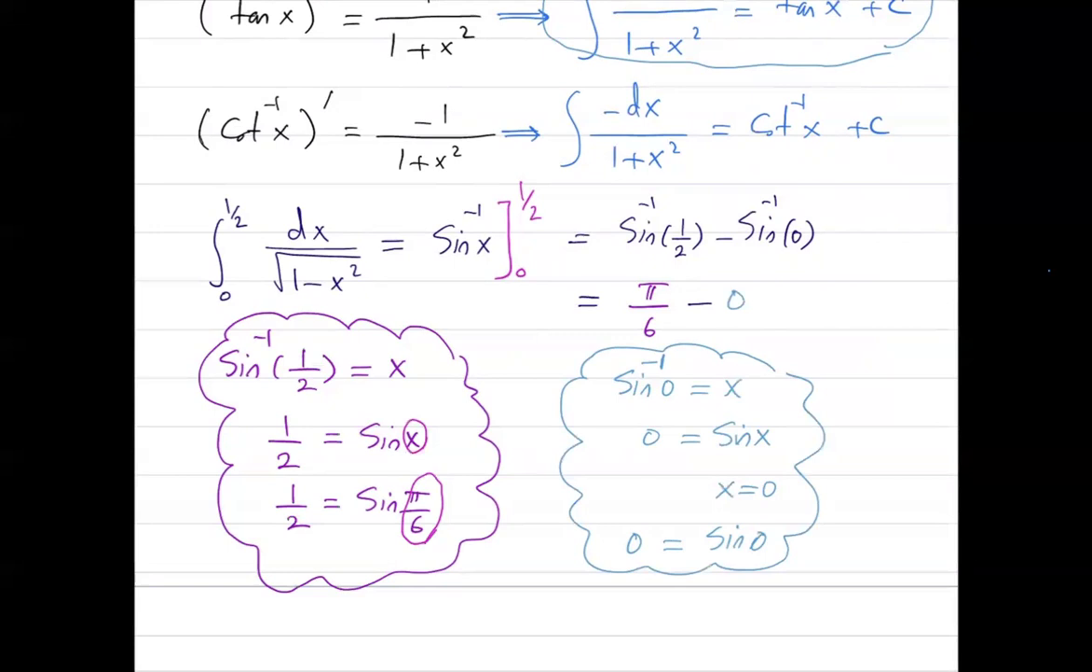If you simplify this, the integral is π/6. So the definite integral of dx divided by the square root of 1 minus x squared, as x ranges from 0 to a half, is indeed π over 6. Again, remember that you need to go back to pre-calculus and review the concepts that we learned there.